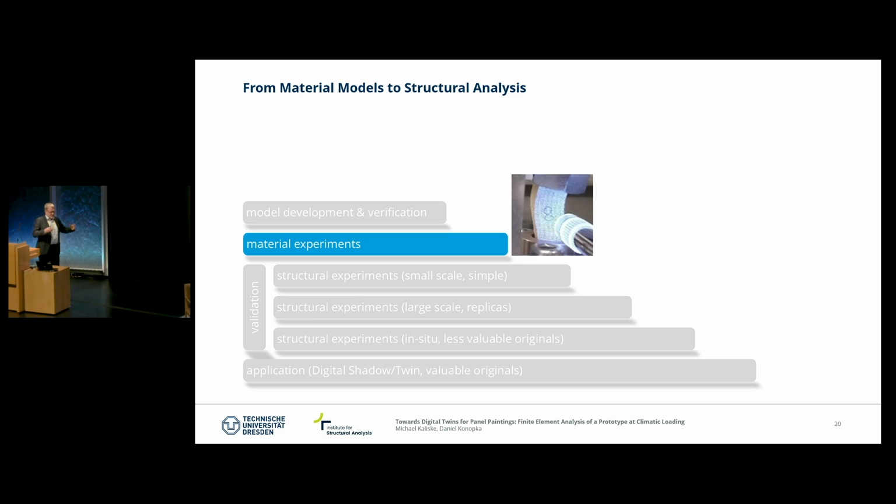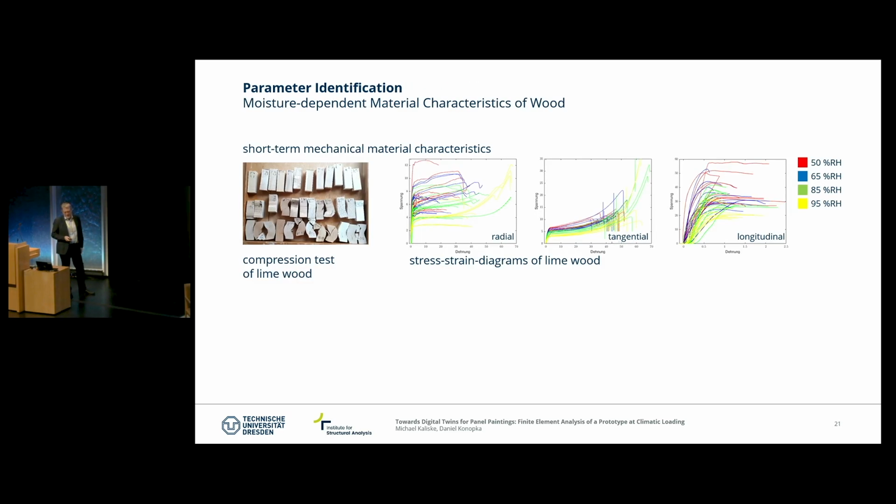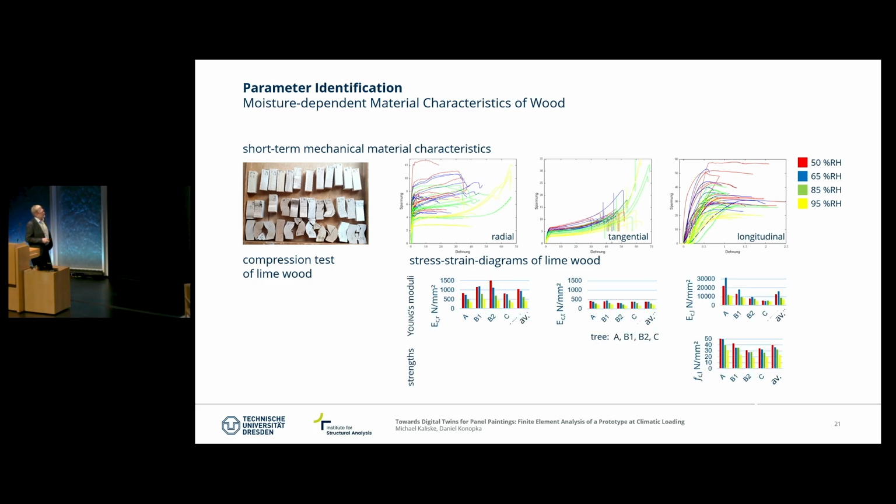So you can imagine, having all these material models, we need quite a number of experiments which are capable of identifying the features first of all, and then secondly, the material parameters. So just to show you some, we see here stress-strain diagrams which have been obtained with investigating lime wood in radial, tangential, and longitudinal direction and at different relative humidities. From that, we could obtain, for example, the Young's moduli and the strengths.